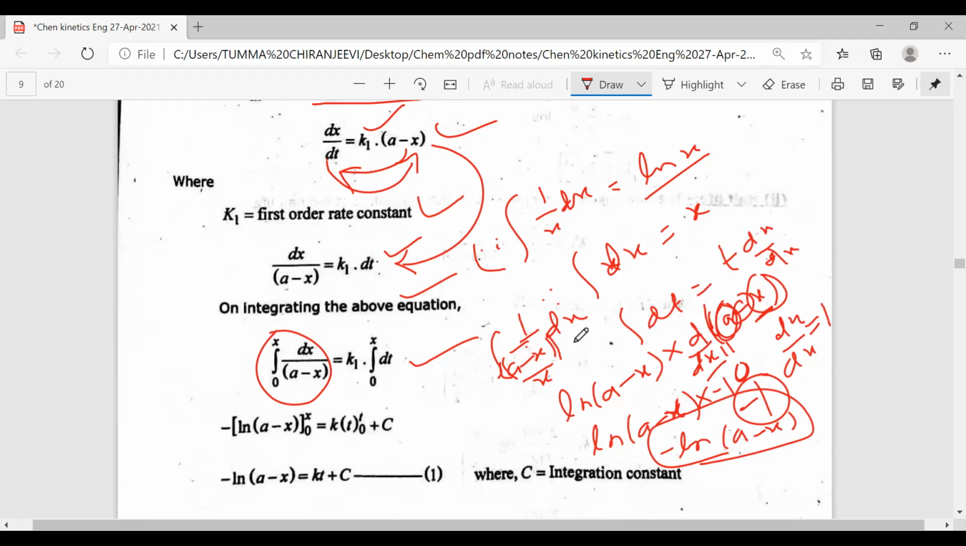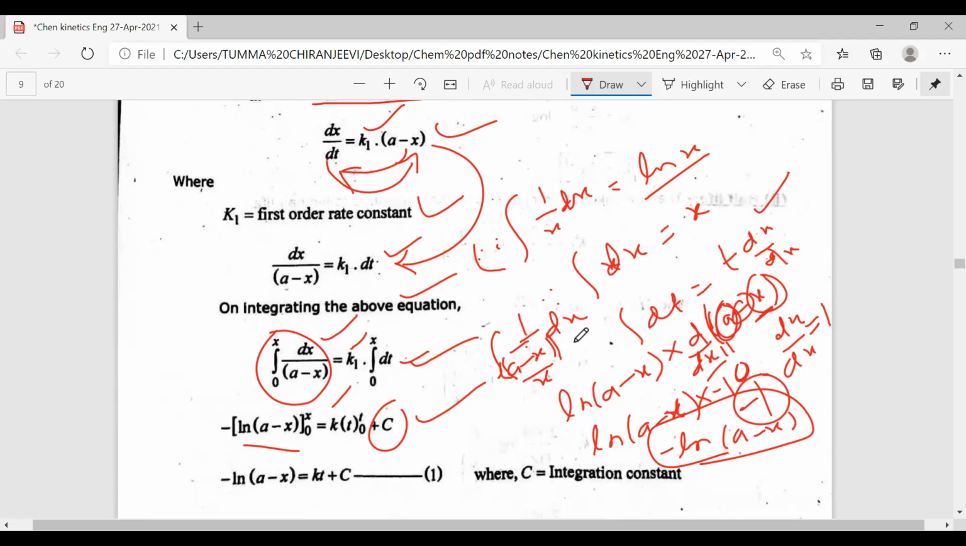Therefore, the integration of dx by a minus x is equal to minus log a minus x. Then k1 is a constant, so we write it outside the derivation. The integration of dt is equal to t. So k into t plus some error, that is the integration constant. Here we can call it an integration constant or error of the integration. We have to find out the c value.